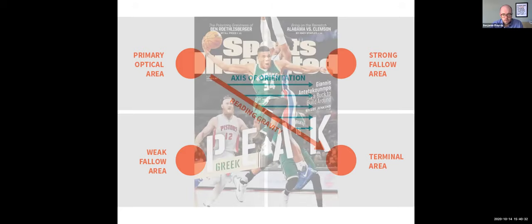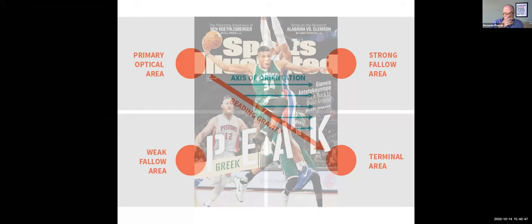Magazine covers do a lot of this well. They'll put the most important thing up top, like the face of the star player, titles to the top left, and down in the bottom right they don't bother putting anything. Maybe a barcode, maybe the price.